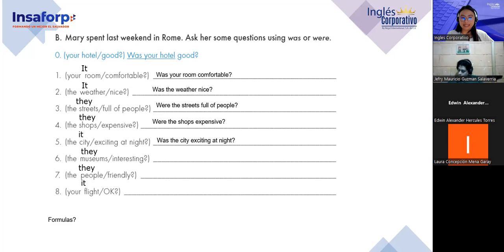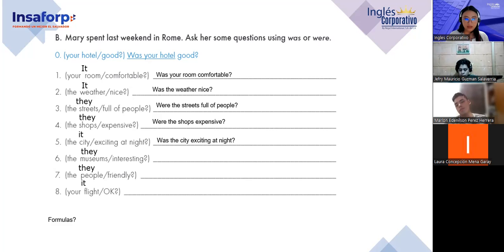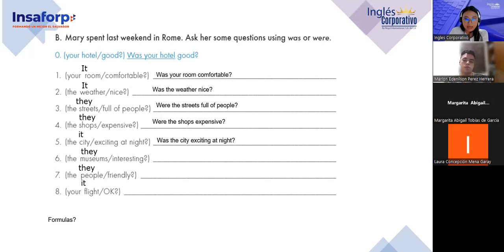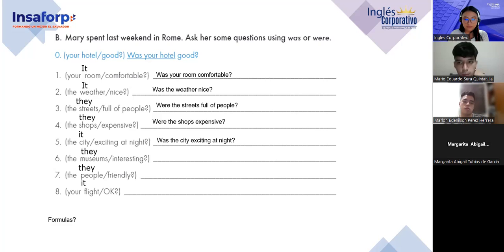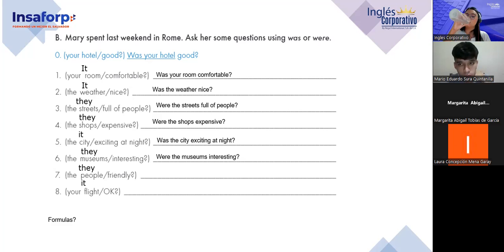There we go. How about number six? Make the question. Everybody can participate. Number six, I'm sorry. Were the museums interesting? There we go. Now, by using they. Were they interesting? Okay. Number seven. Make the question. Were the people friendly? Now using the pronoun they. Were they friendly? Okay. The last one, please. Was your flight okay? Or by using it? Was it okay? Sí.